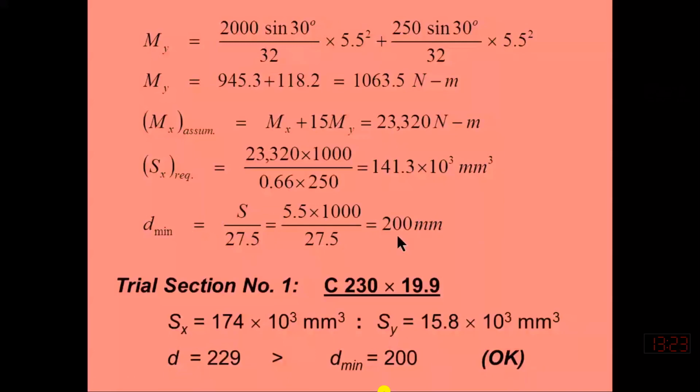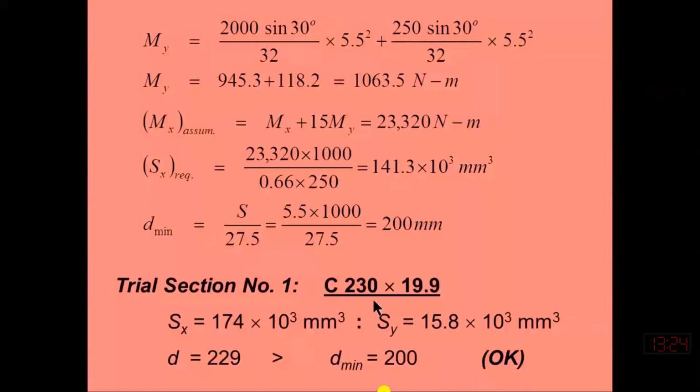So from the section properties table, which is given in the LRFD design manual, we need to select. So this will be our first trial section. This section, C230 into 19.9, has a section modulus more than 141.3. We also need to write the section modulus about the y-axis. Depth is 229, which is more than the minimum 200. So this will be our first trial section. For the same section, you need to write down the BF value, width of flange and thickness of flange as well, just to check the local buckling.